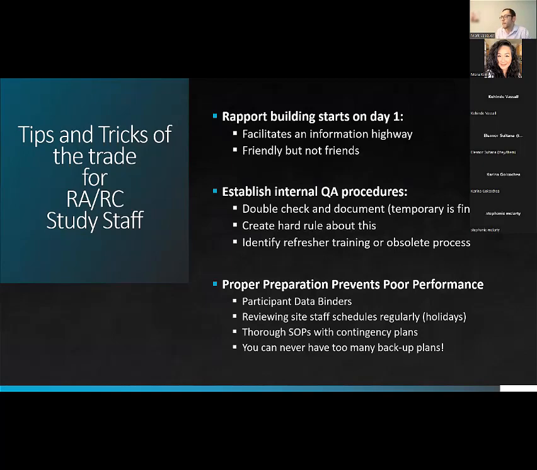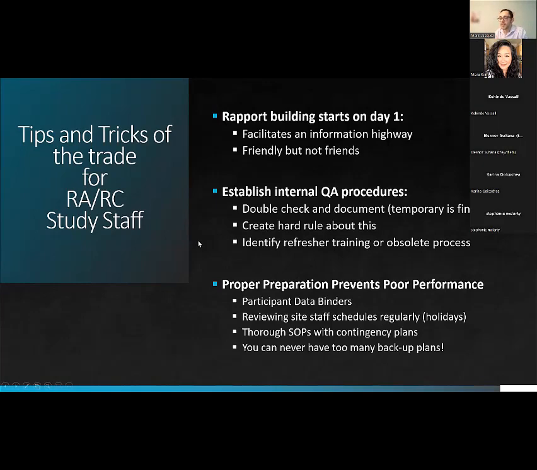Without rapport, it's so easy to lose somebody, and that rapport starts with day one, and it's built based on consistency, and it's built equally amongst all participants by not taking favorites and things that we talked about a little earlier. Establishing an internal QA procedure.